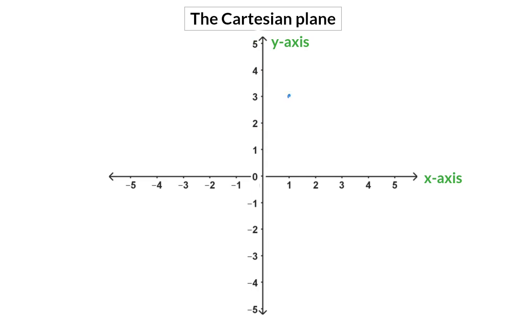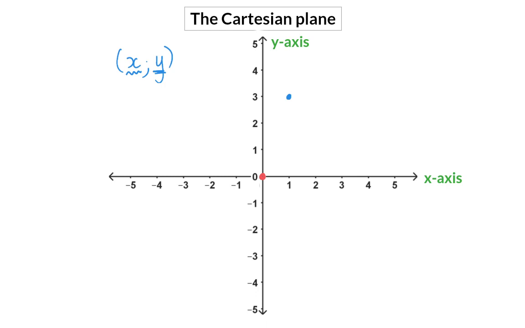Any point on the Cartesian plane or system of axes can be described by an ordered pair of numbers. This is always written in coordinate form, where we write the x value first, followed by the y value. These values are always described from the origin.